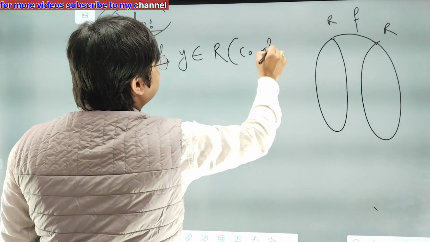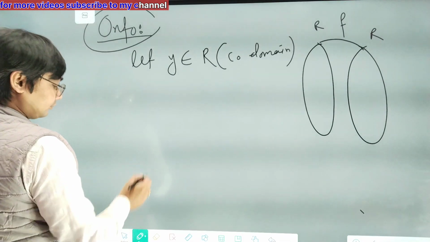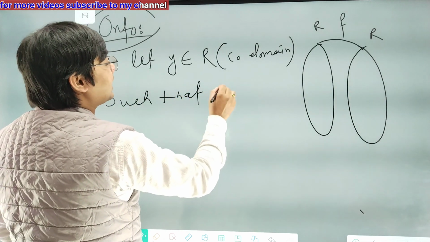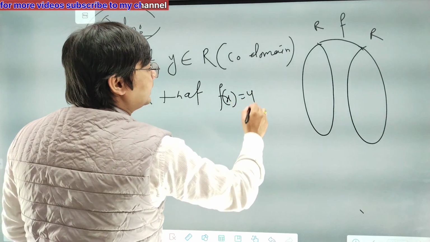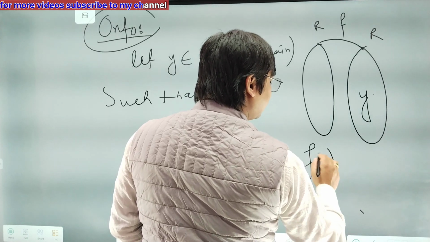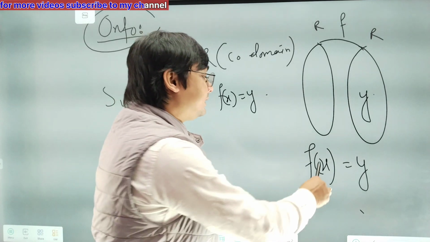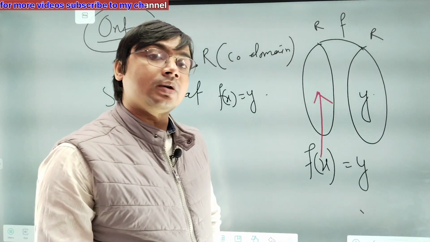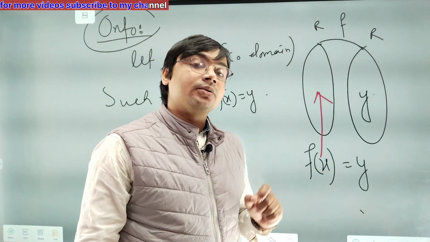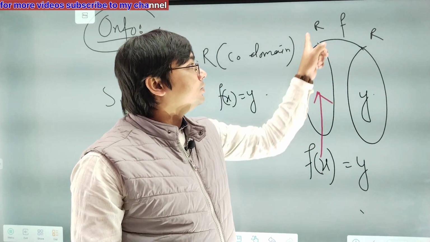Yes, y belongs to codomain such that f of x equal to y. That means we consider an element y here and such that this f of x is equal to y. Now we need to verify whether this x belongs to this domain set or not. If this x belongs to this domain, then we can say yes, this function is onto. That means here we need to verify whether this x belongs to R or not.